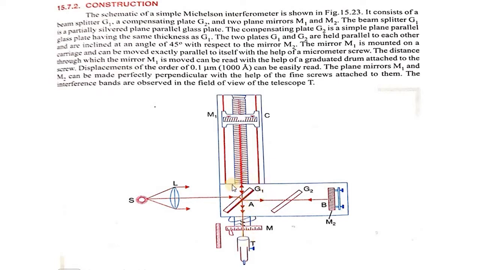So my question is, how many times does the light pass through the plate G1? The reflected light, the ray which is going to the mirror M1, passes through the glass plate thrice, while the ray which is transmitted, the ray which is refracted through the glass plate, is reaching the mirror M2.